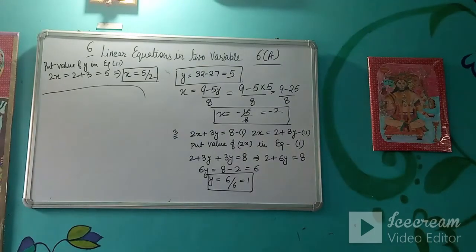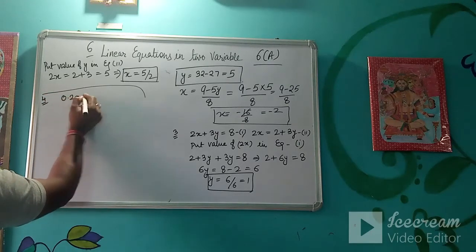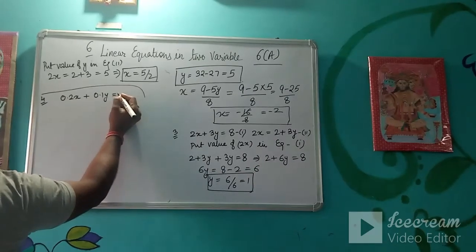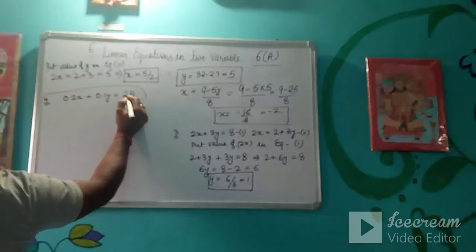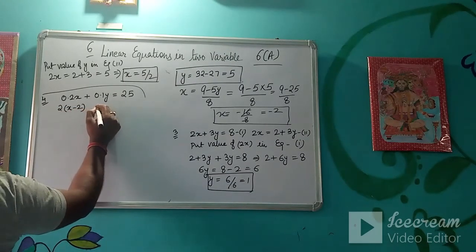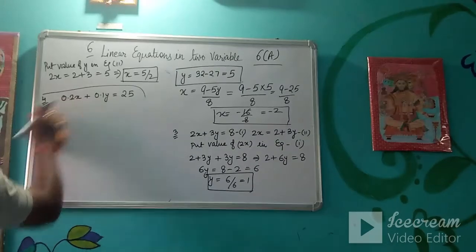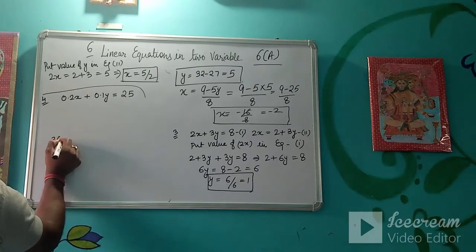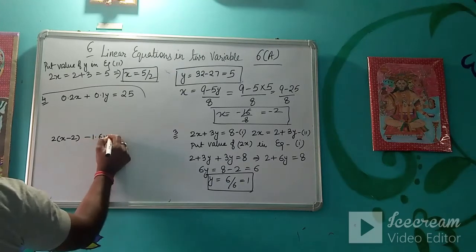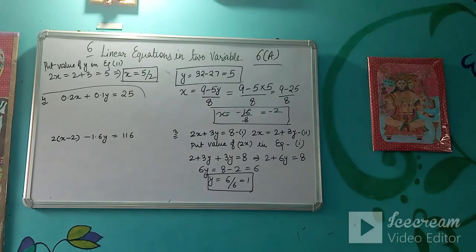Then moving on to one more type of question. Suppose it is given as 0.2x plus 0.1y is equal to 25, and 2 into x minus 2 minus 1.6y is equal to 116. Okay.